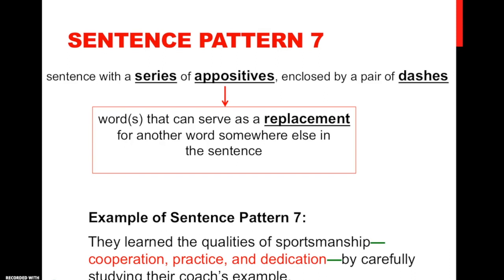But we could also replace the words qualities of sportsmanship with the words cooperation, practice, and dedication, and the sentence would still make perfect sense. It would read, they learned cooperation, practice, and dedication by carefully studying their coach's example. However, that would not follow Sentence Pattern 7. Sentence Pattern 7 requires the use of appositives enclosed by a set of dashes, which I have highlighted in green.